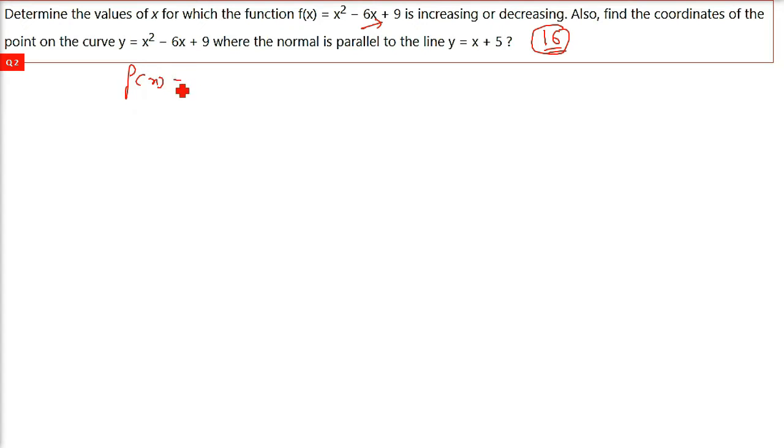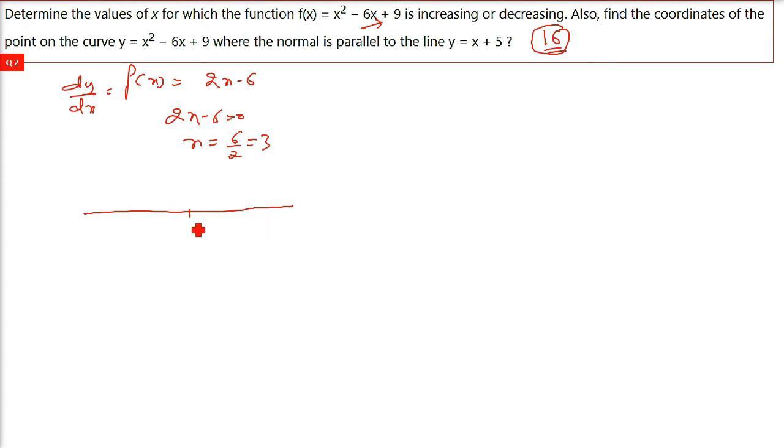So first thing, f(x) is x square minus 6x plus 9. So dy by dx will be, taking the differentiation, 2x minus 6. Now in order to find the critical point, 2x minus 6 will be equal to 0, to find at what point it is increasing and at what point it is decreasing. So 2x minus 6 equals 0, that is x is equal to 6 by 2, so the critical point is x equals 3. Anything greater than 3, which is 3 to infinity, will give you something, and anything lower than 3, which is negative infinity to 3, will give you something. Let's see what that is.